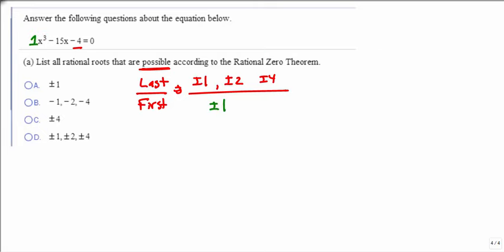So if I had to list all of these, I'd have plus or minus 1 over plus or minus 1, plus or minus 2 over plus or minus 1, and plus or minus 4 over plus or minus 1. And of course, all of these reduce. Plus or minus 1 over plus or minus 1 is just plus or minus 1.